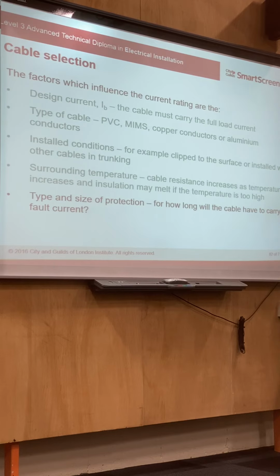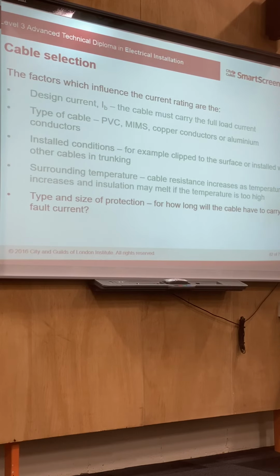The installation conditions, how are we fitting this around the room? Okay? The environment that it's being fitted in, are we going to be clipping it direct? Most domestic situations we use the 100 methods because it's twin and earth, and they are examples such as fitted above a plasterboard ceiling, above a plasterboard ceiling with insulation, fitted in a thermally insulated wall, okay? And then we come down to reference method C, which is clip direct. Reference method A, enclosed in conduit in a wall, okay? These are the common reference methods that we use, okay?